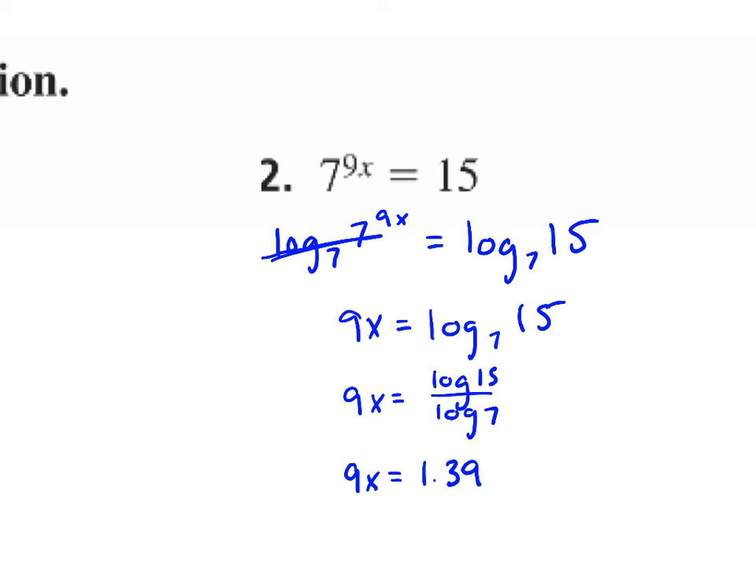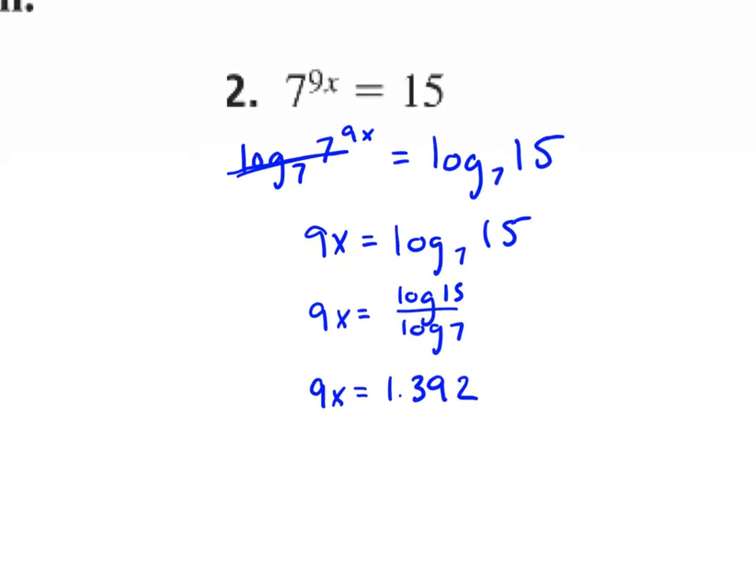1.391. So then we have to still solve for x. We have one more step that we have to do here. How do we get x all by itself? Divide by 9. 0.155.